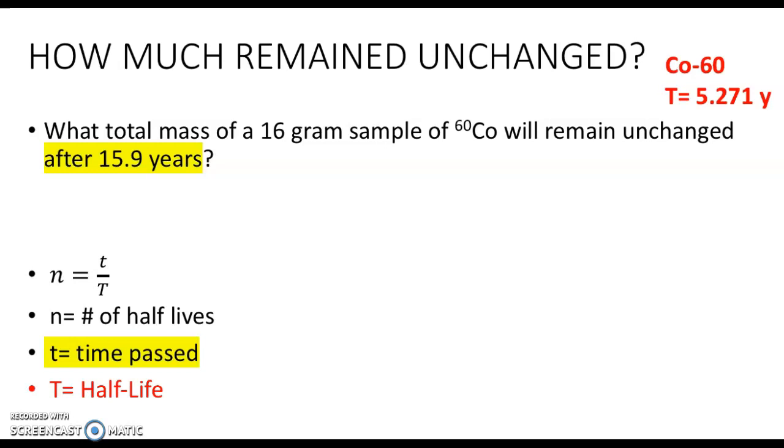Then because I have little t and big T, I'm taking those values and plugging them directly back into the formula. So we have n equals, I don't know what my n is, so I'm leaving n where it is. And we have little t equaling 15.9 divided by big T, which is 5.271. I get approximately 3.01. We round that off to 3. So that means my n value is 3.